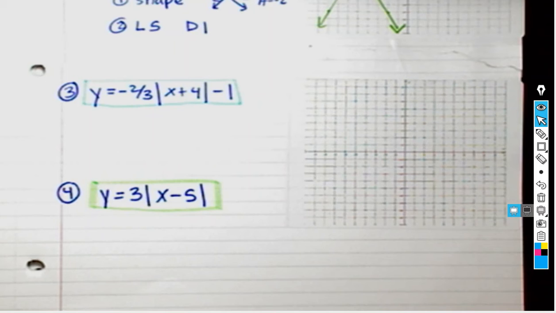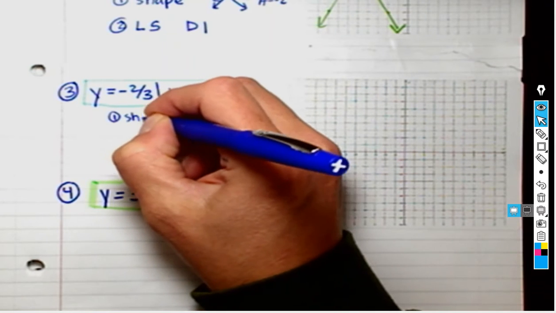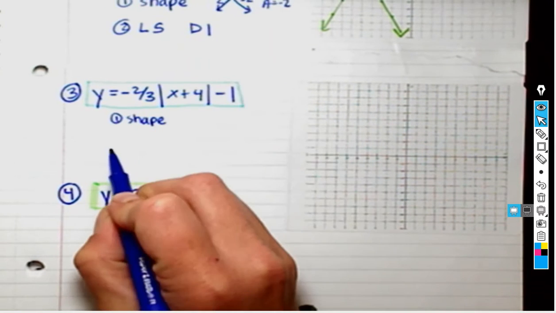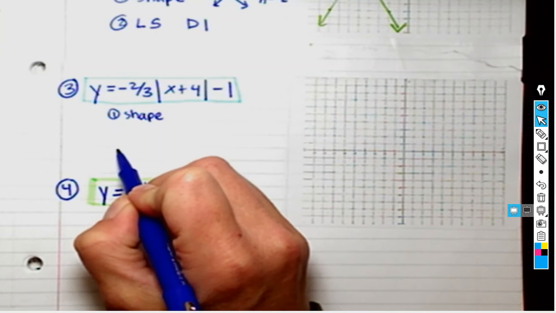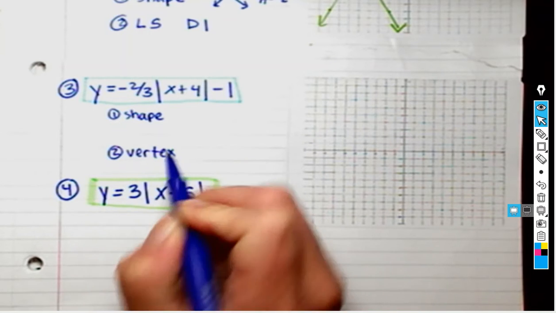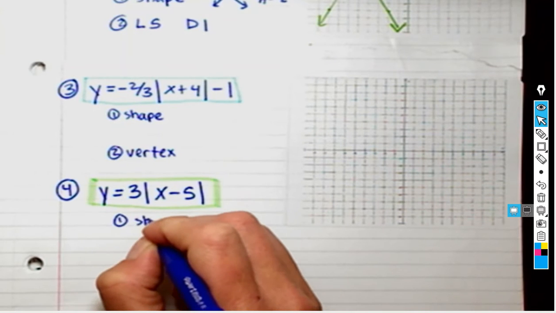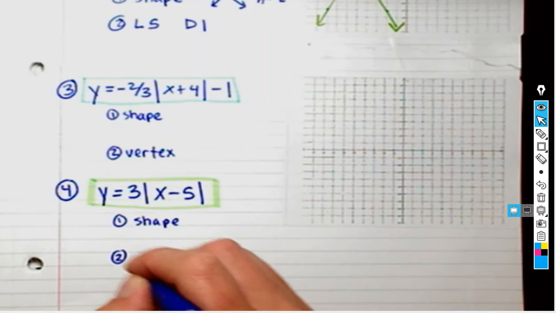Okay, now, just remember, we need the shape and we need the vertex. Those are the 2 things that we need. Shape and vertex.